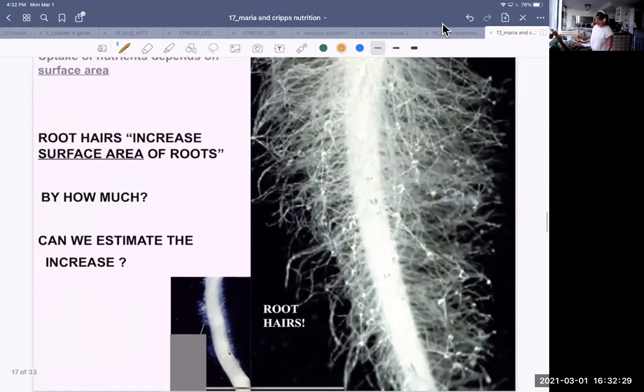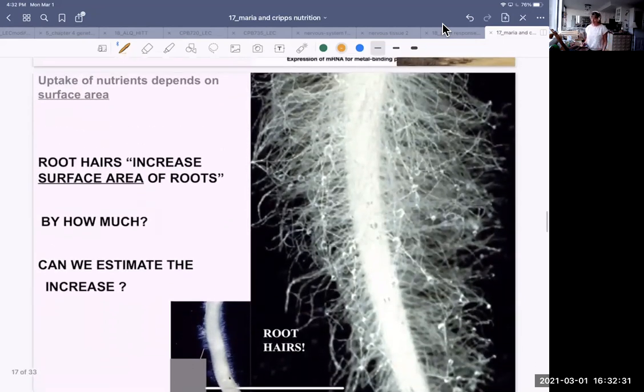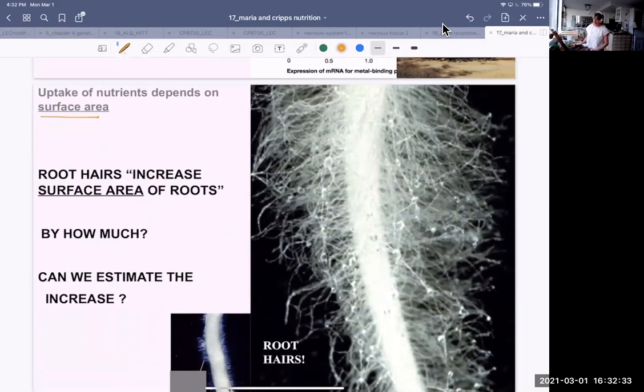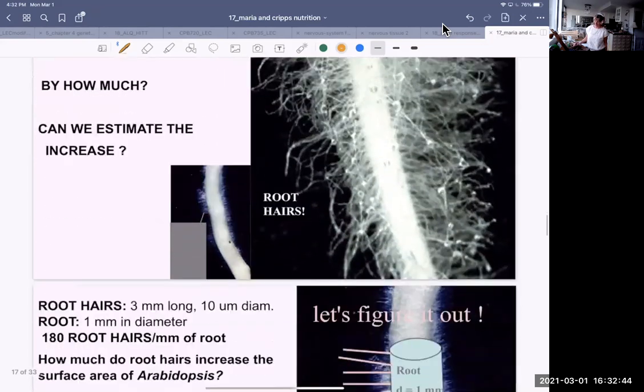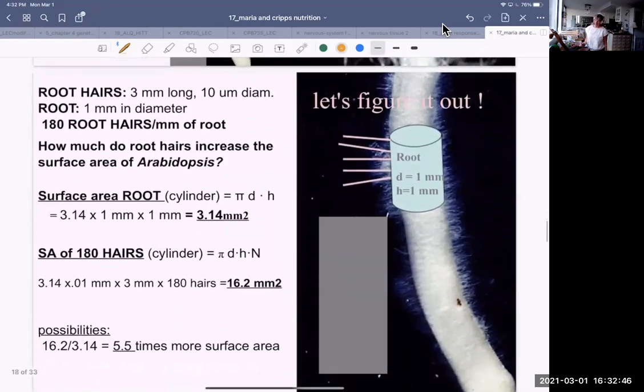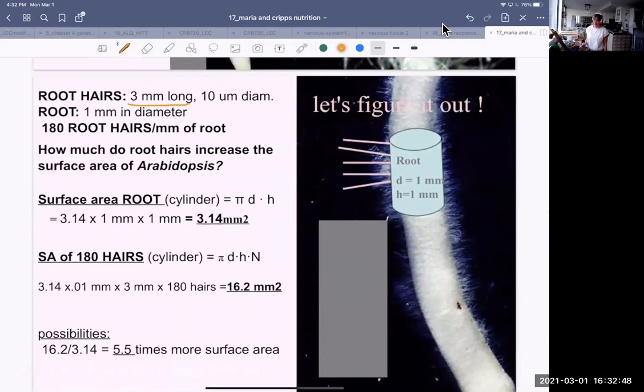So the uptake of anything from the soil, of course, depends on surface area. And roots, as you know, have root hairs. And root hairs increase the surface area of roots. How much? Well, say you had a root hair, it's 3 millimeters long, 10 micrometers in diameter. A root itself is 1 millimeter in diameter, and there's 180 root hairs per millimeter of root.